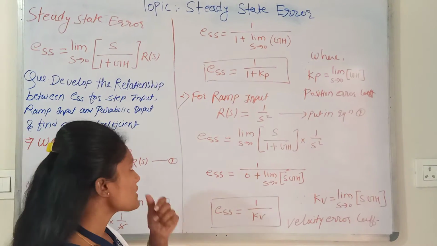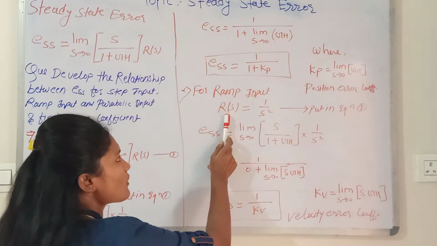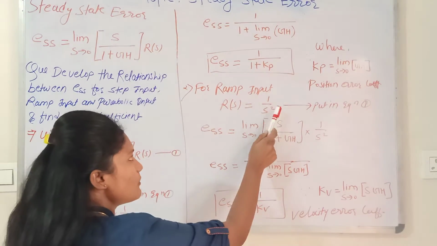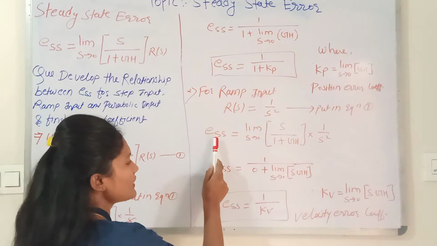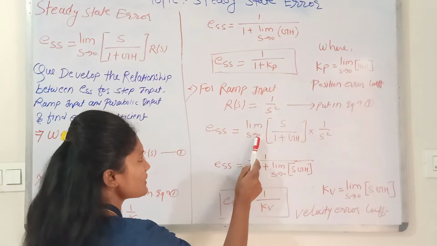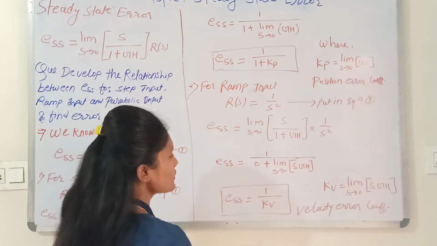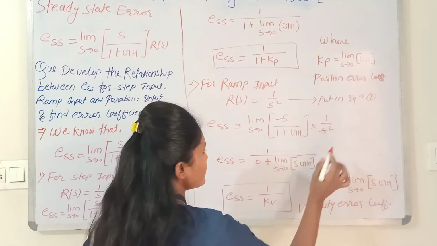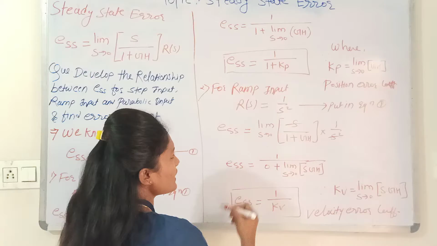The next is the ramp input. As we know, for the ramp input, R of S is 1 upon S square. Put this value in equation number 1. We get ESS equal to limit S tends to 0 of S upon 1 plus GH into 1 upon S square. Here also S and S are cancelled.